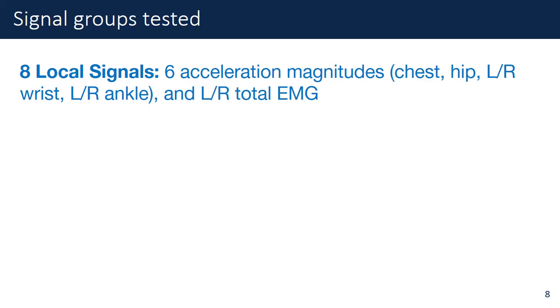As with our previous analyses, we grouped the collected physiological signals into two main subcategories. The local signals, which provide information about a particular muscle or limb segment and vary with the periodicity of the gait cycle. These local signals included the accelerations and the EMG.